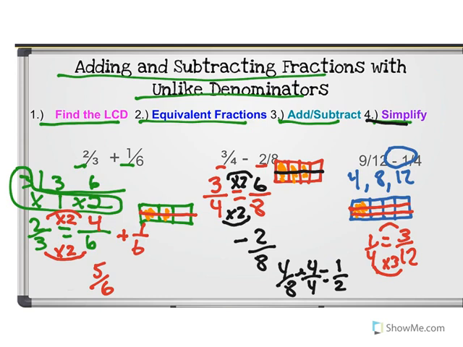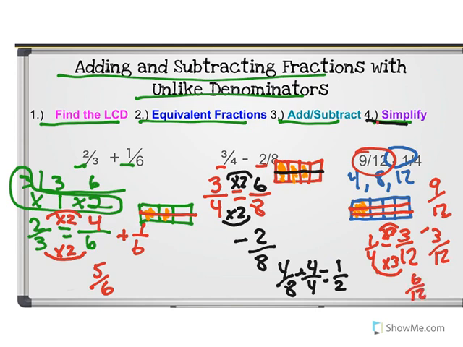4 times 3 is 12. 1 times 3 is 3. Now I have 3/12. I can subtract 9/12 minus 3/12. Remember our original fraction here? And 9/12 minus 3/12 is 6/12.